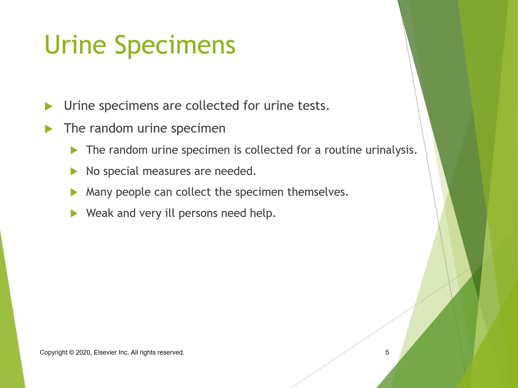The random urine specimen is collected anytime during a 24-hour period. Urine specimens are collected for urine tests. The random urine specimen is collected for a routine urinalysis. No special measures are needed. Many people can collect the specimen themselves. Weak and very ill persons will need help. And remember, the random urine specimen is collected anytime during a 24-hour period.